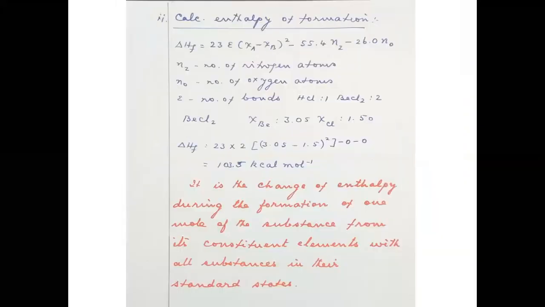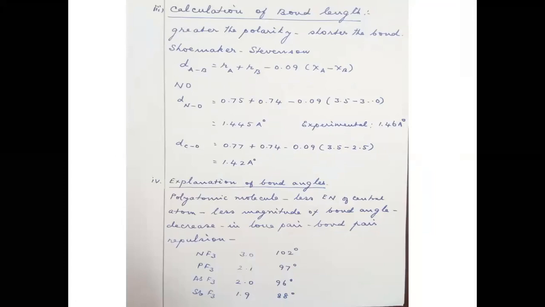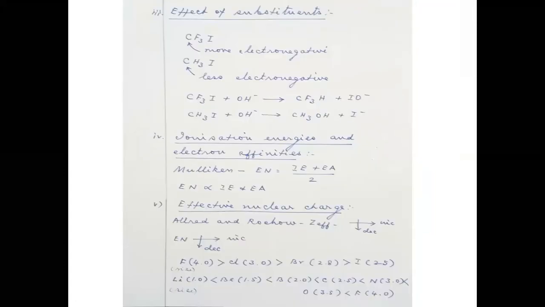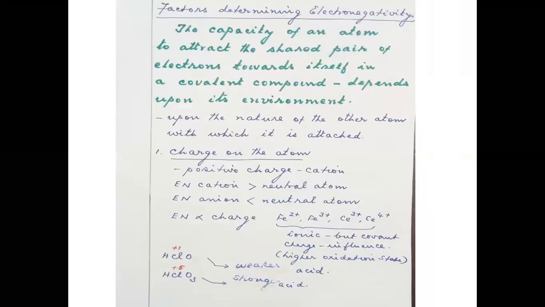So in the last class we could not complete the factors determining electronegativity and the applications of electronegativity measurements. These two things we could not complete in the previous class because there was some network problem. So today we are going to see what we have seen in the last class.